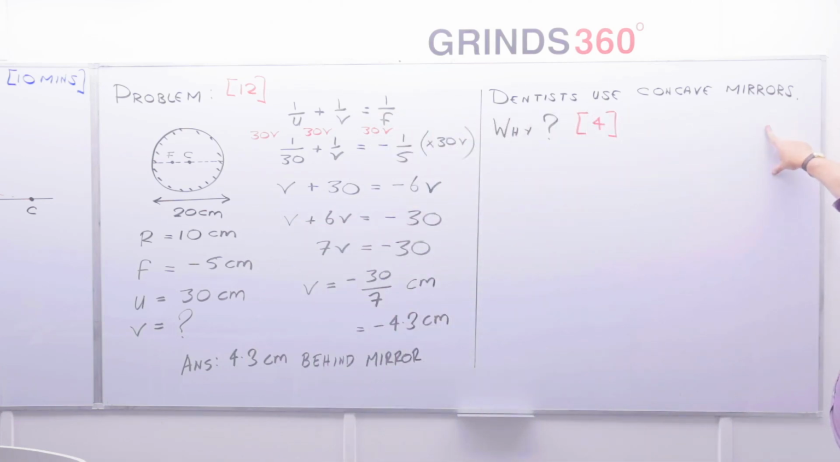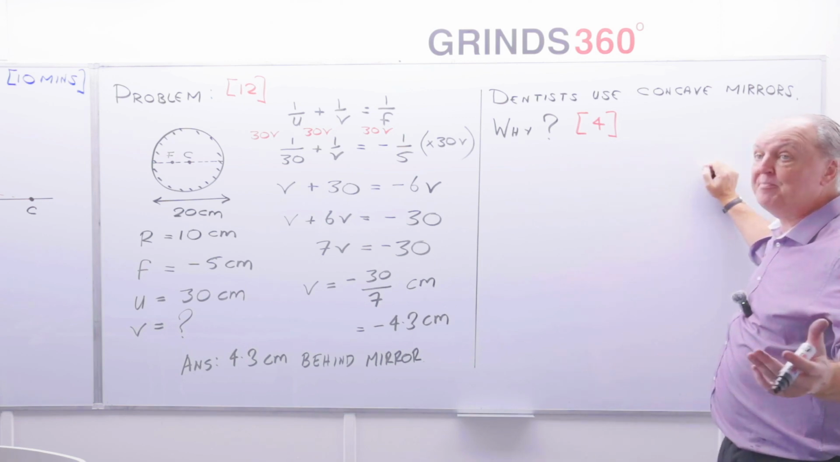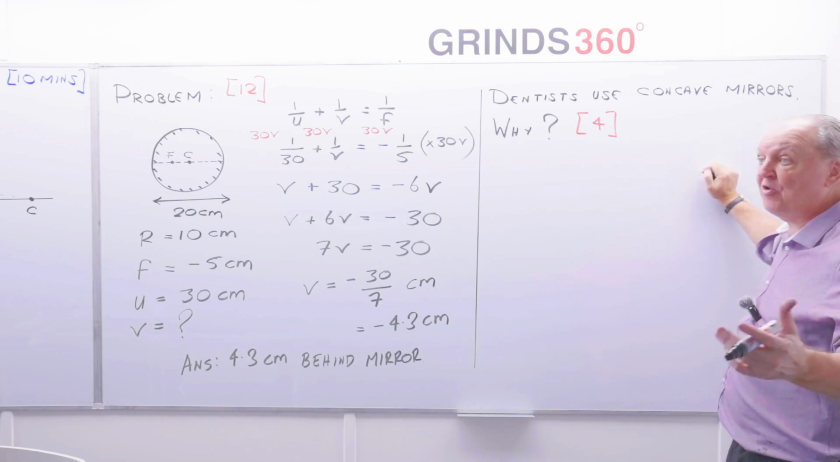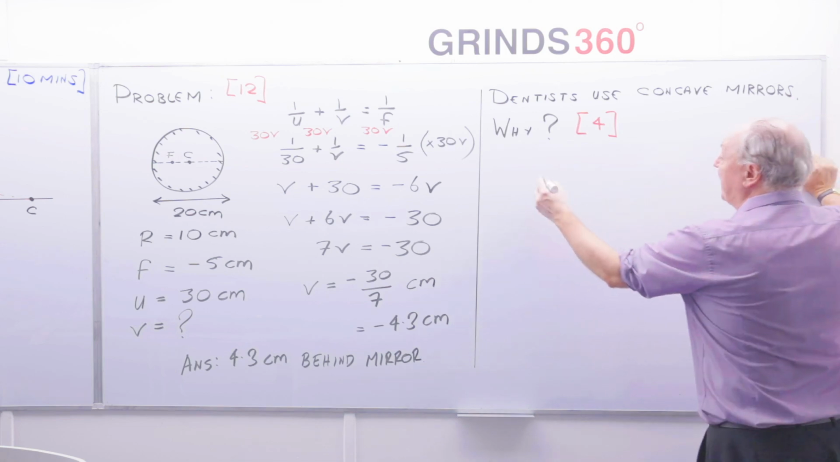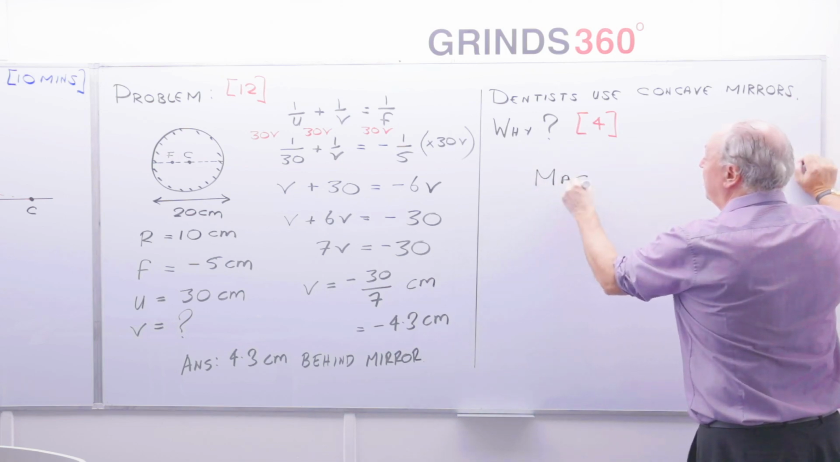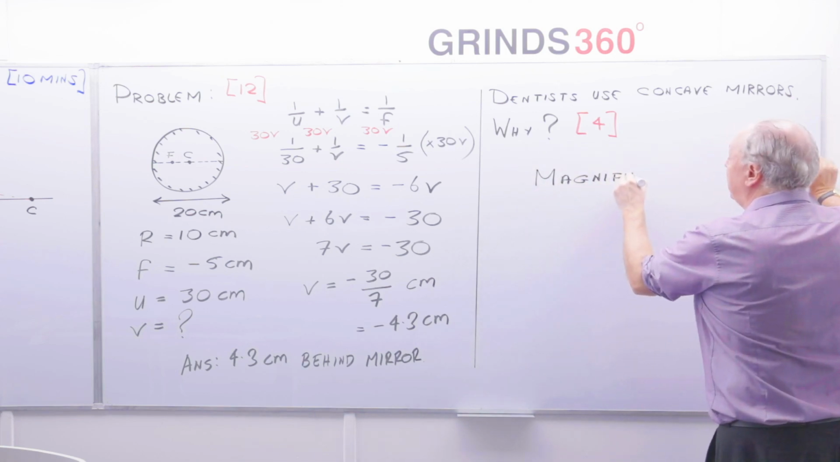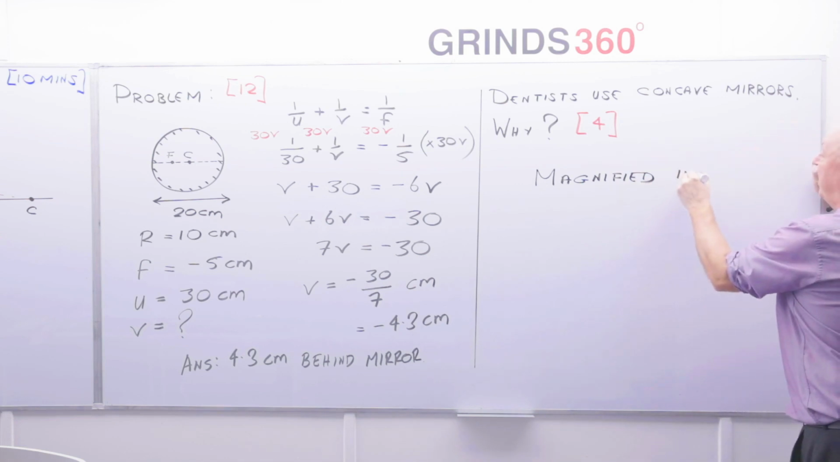So why do dentists use concave mirrors? The real reason is, obviously you don't want a diminished image of your teeth, which is already very small. The idea is to get a magnified image. So concave mirrors produce magnified images.